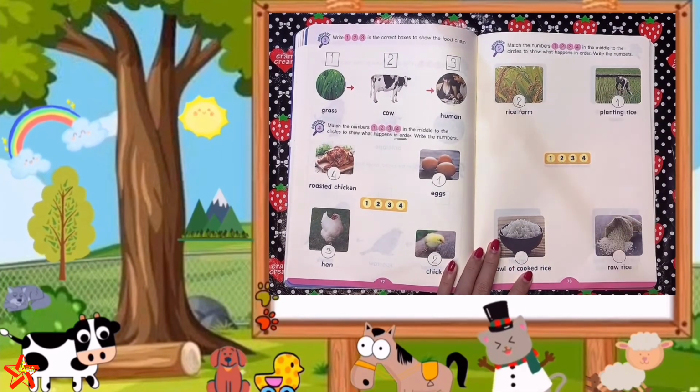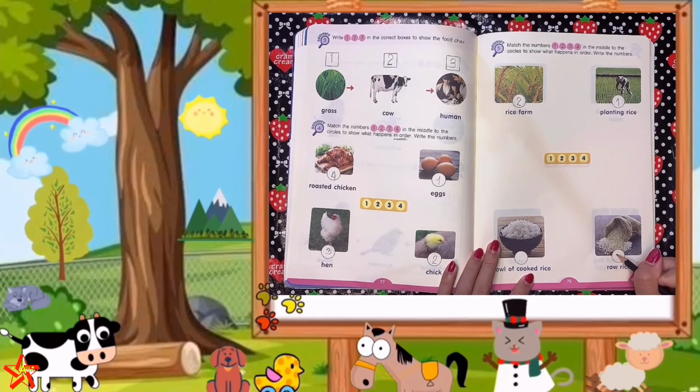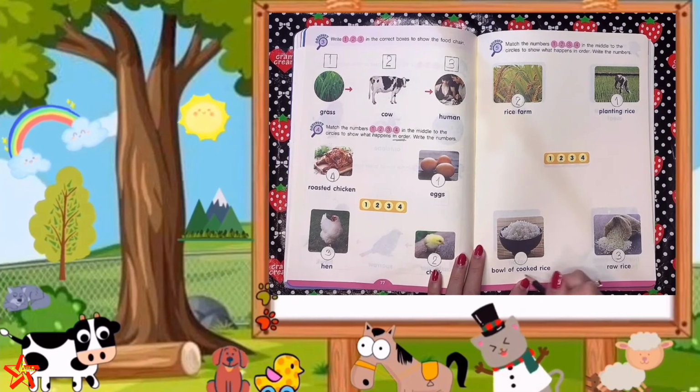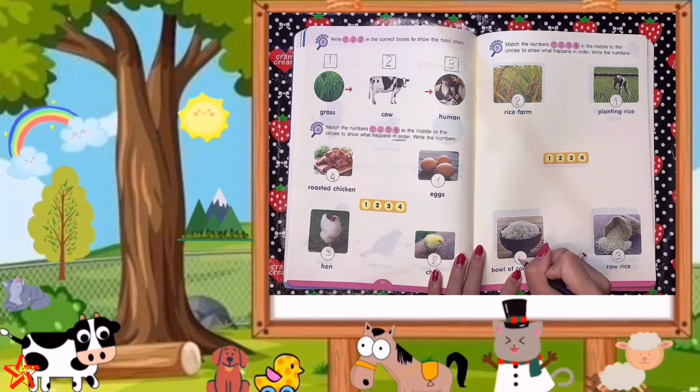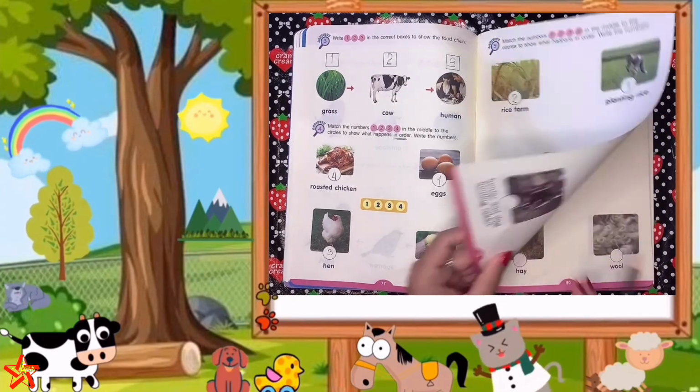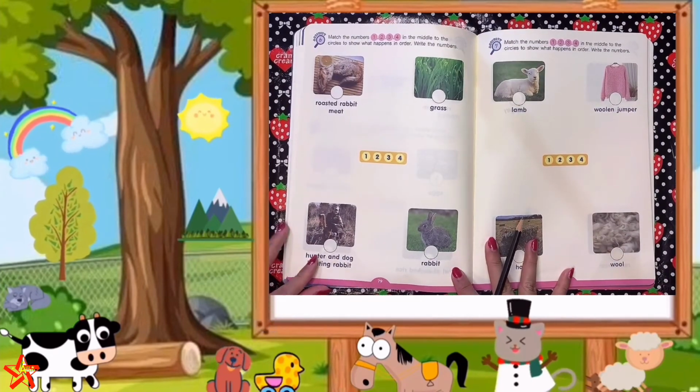And then it's ready to harvest and it becomes raw rice. And what do we do with the raw rice? We cook it and it turns into a bowl of cooked rice. So this is number 4. When you're done with page 78, go to page 79. You have to do exactly the same.